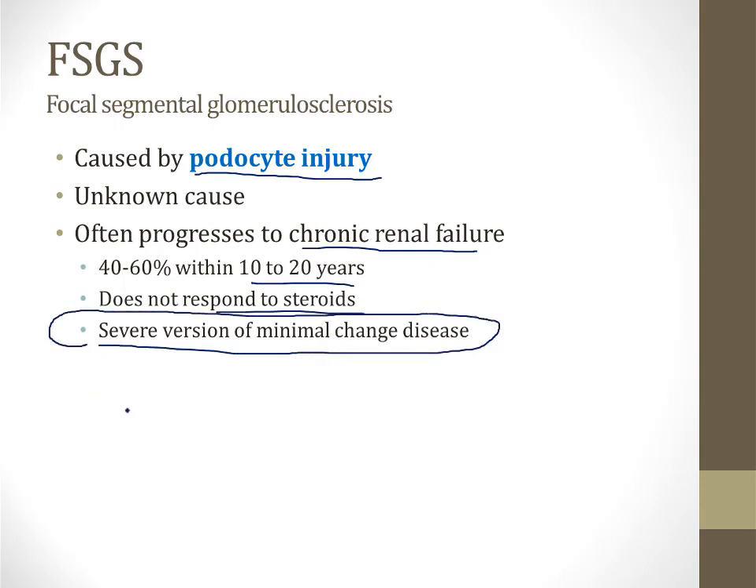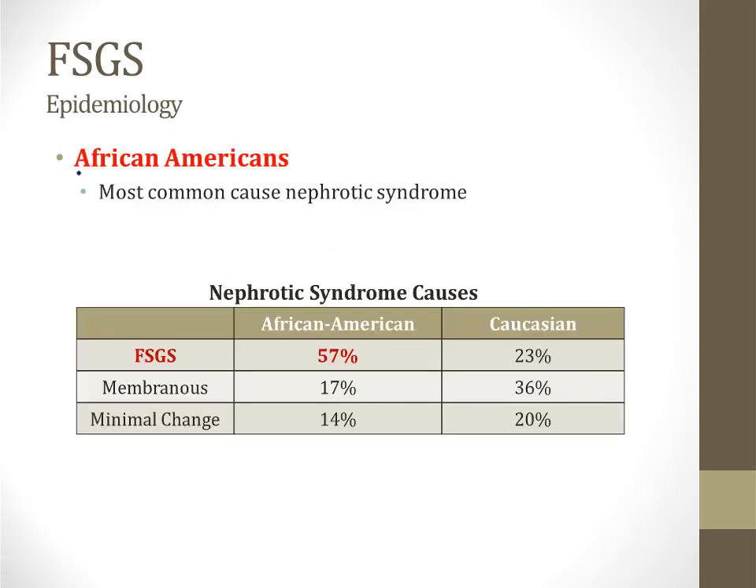the features of FSGS. FSGS is particularly common among African Americans. It's the most common cause of nephrotic syndrome in this demographic. Shown on the table on the screen are the causes of nephrotic syndrome among African Americans and Caucasians. In the African American group, FSGS is the most common cause. Among Caucasians, the most common cause is membranous nephropathy, which we'll talk about in a few slides.